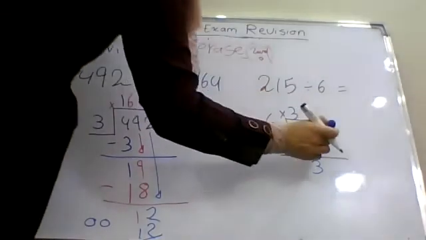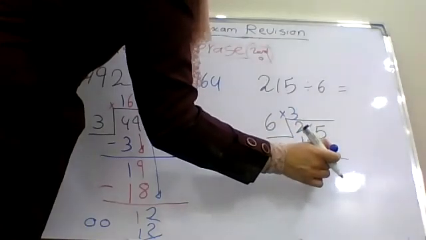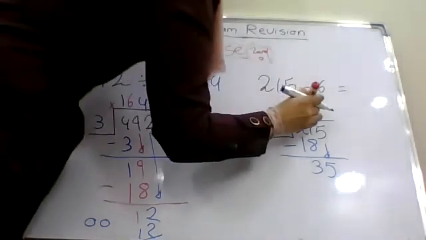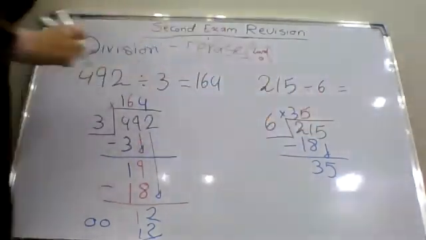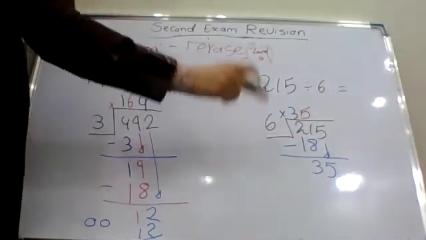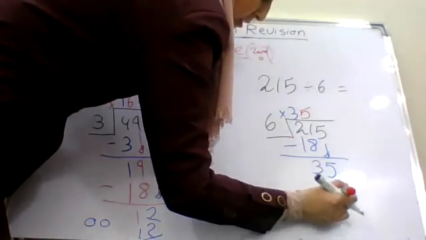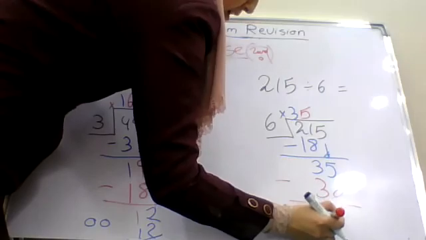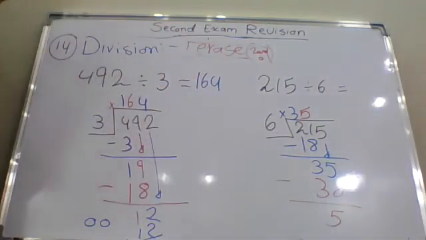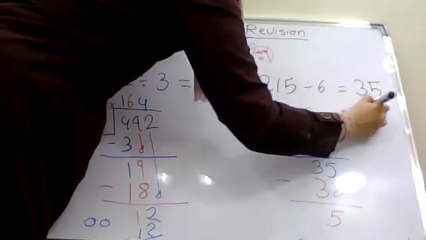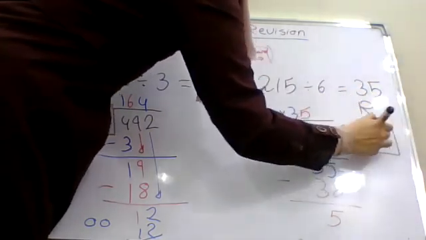But we still have 5, so we put the 5 down, making 35. Do I have 36? No, I don't choose 36 because it exceeds the 35. I'm supposed to use a smaller number, okay? 5 times 6 equals 30. And 5 is the remainder, okay? So the answer is 35 and the remainder is 5.